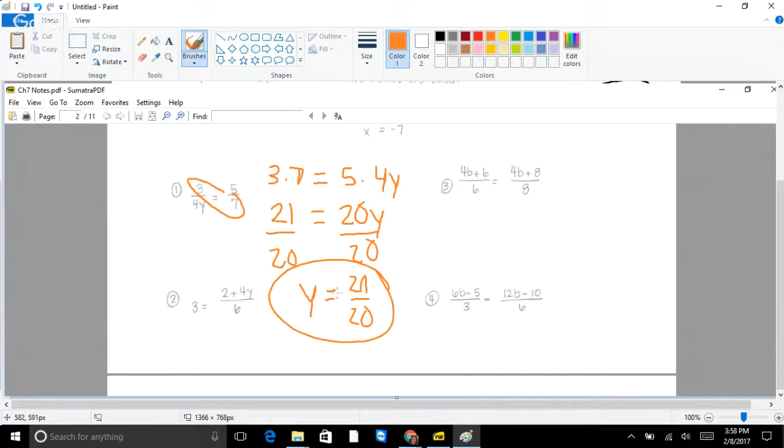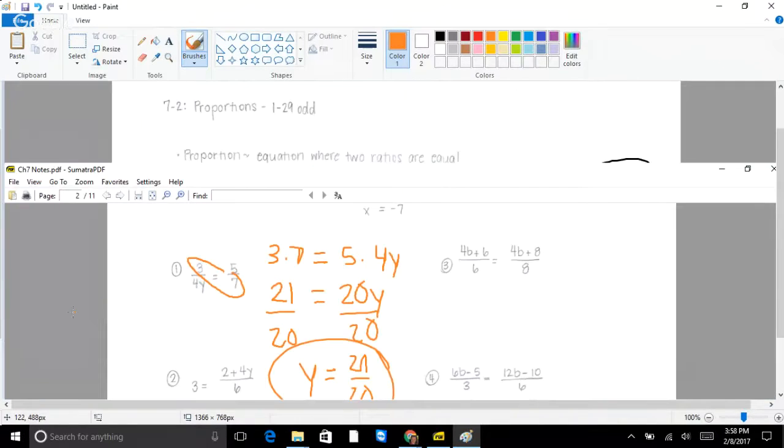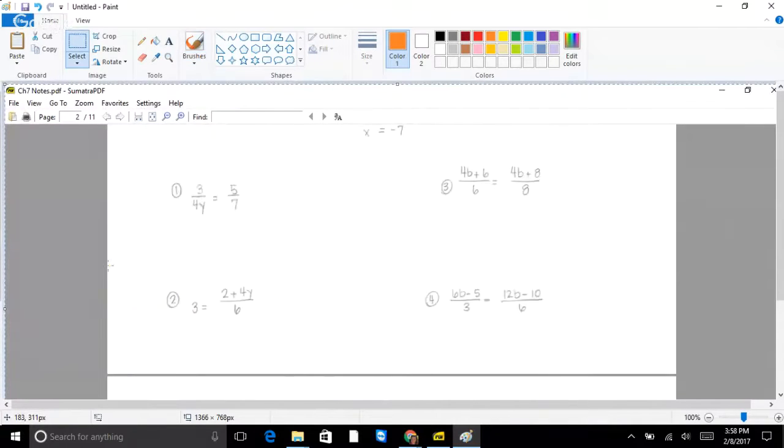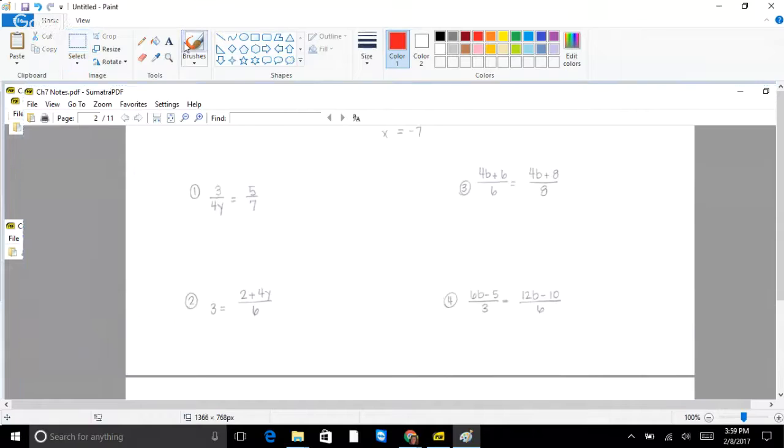All right, let's go ahead and do this next example here. Okay, so we have 3 equals 2 plus 4y divided by 6. So you're like, oh, wait up, this is not a ratio, Mrs. Ross. But it actually is, because remember, we can put any number over 1. Write this as 3 over 1 equals 2 plus 4y over 6.